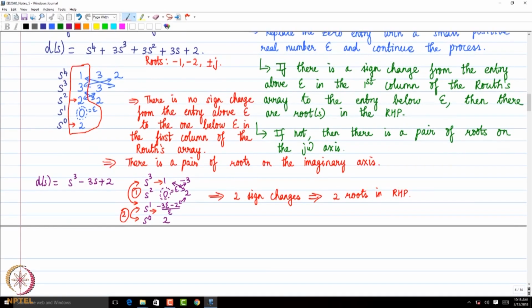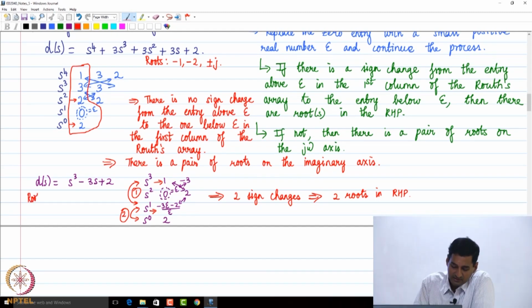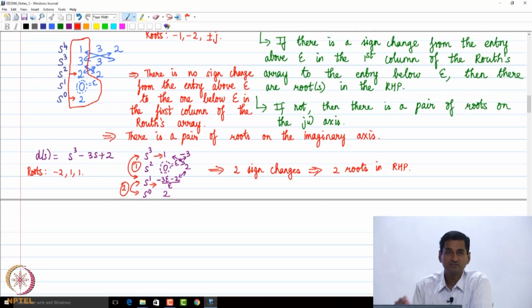So that is the conclusion we can draw here, and it so turns out that the roots of this equation are minus 2, 1 and 1. Those are the roots of this equation. You can factorize this polynomial as s minus 1 whole square times s plus 2. You can try it out. So you see that those will be the roots. That's what we could figure out. So that's the first special case.